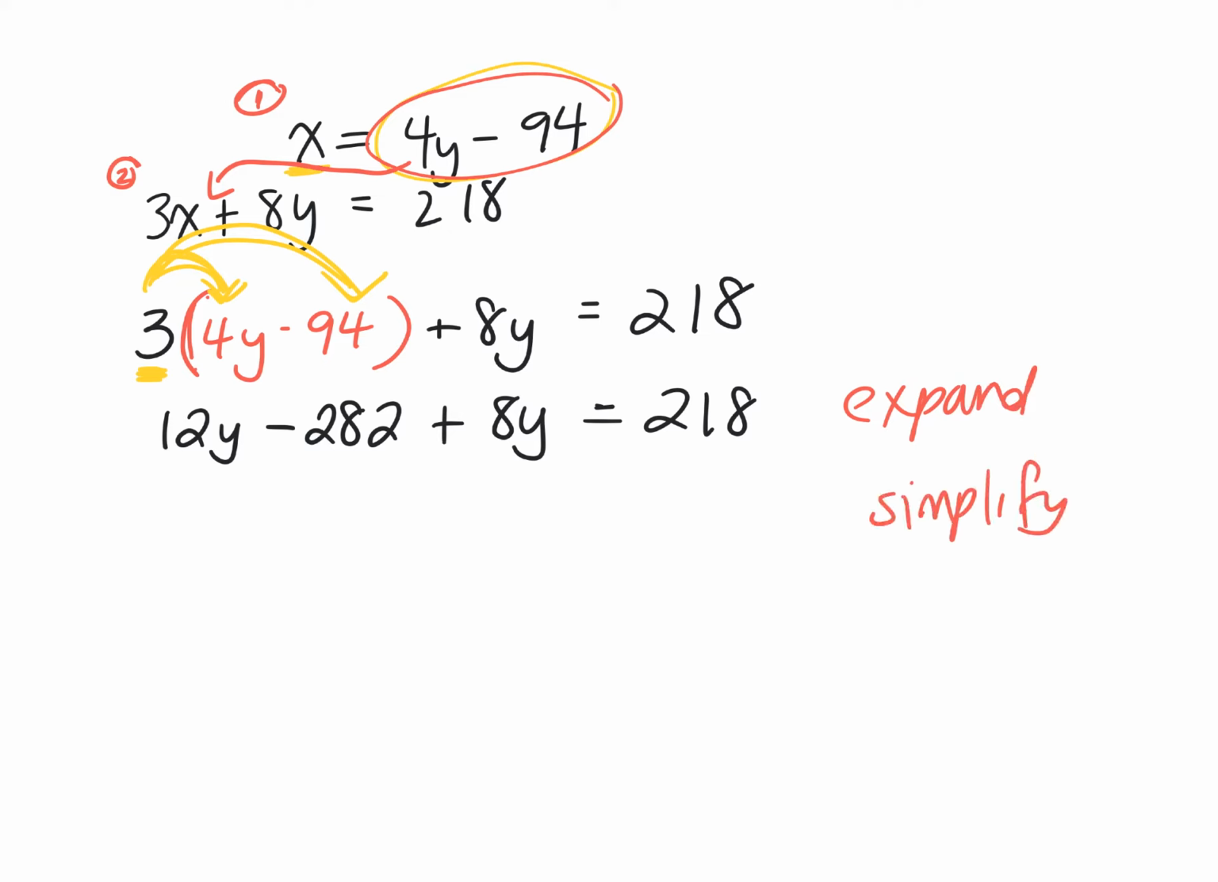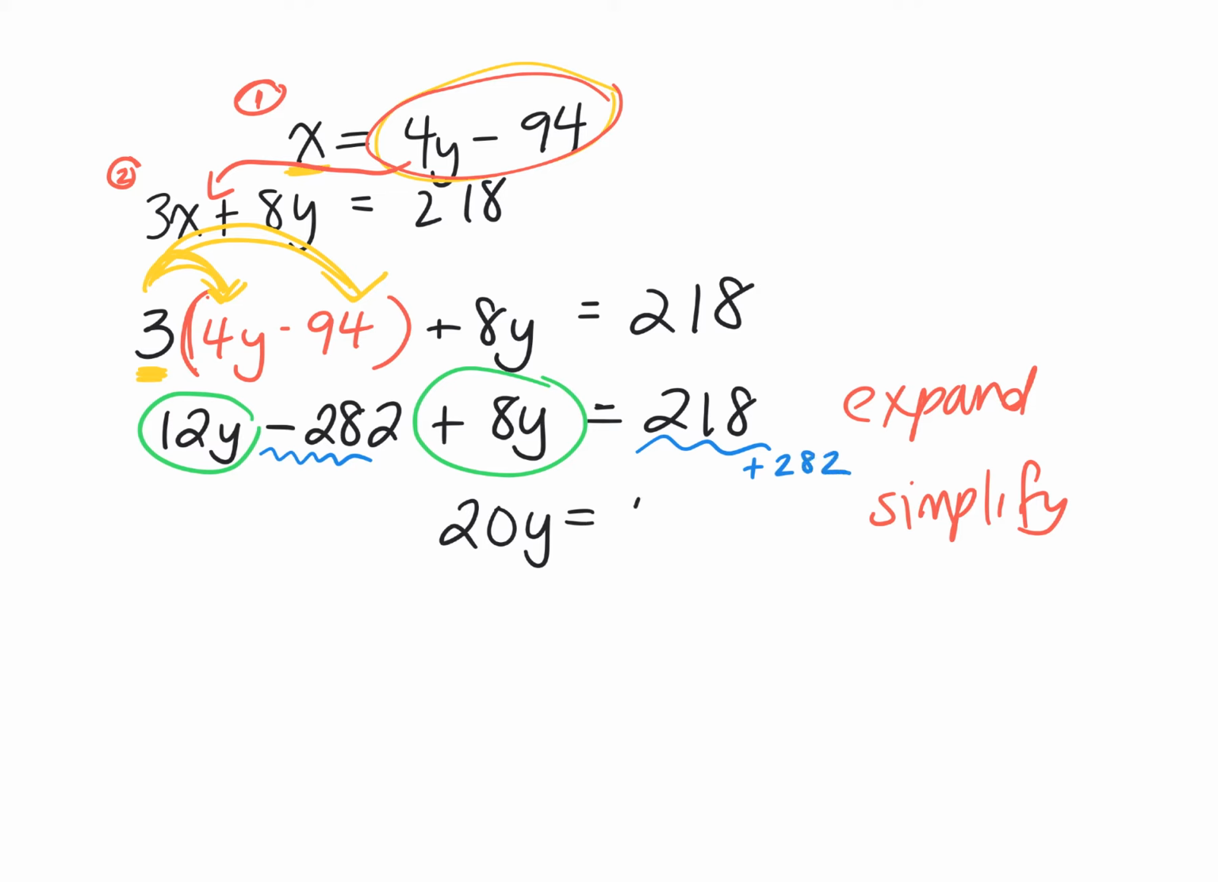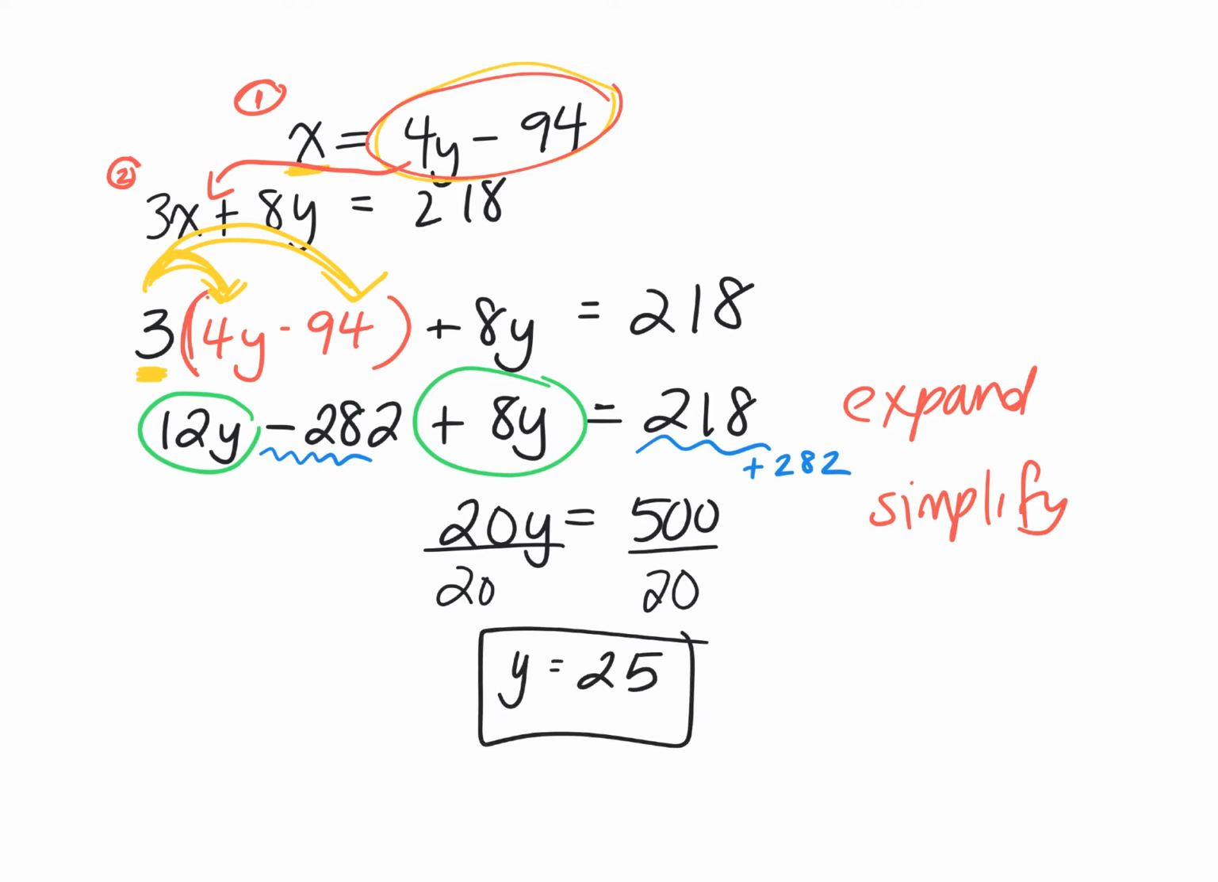They didn't ask you to simplify it, but if we were to simplify this, we have to combine our like terms. So 12y plus 8y is 20y, and then we have 218, and we have this negative 282, which we're going to add. So 500, and then if we want to solve for y, let's just do this for practice. Divide both sides by 20. And then what do you get? Y equals 25.